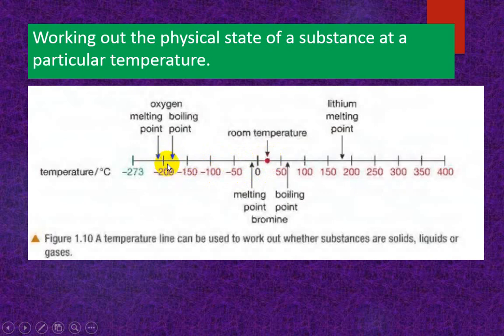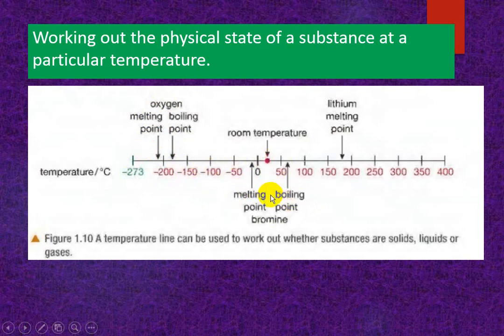When the temperature is -220°C, oxygen is melting. Before the melting point, at -273°C, oxygen will be solid. Have you seen solid oxygen? So far we see oxygen as a gas because at room temperature it is a gas.